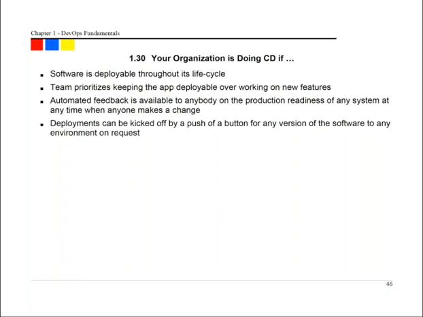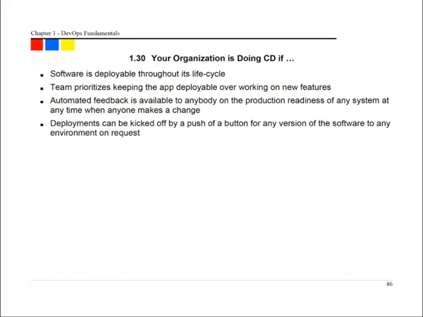And we know some characteristics of organizations that are doing continuous delivery. The software is deployable throughout its life cycle. In other words, I can pretty much deploy the software whenever I want. Now, that doesn't mean that I do. I may have just brought up the software to be able to do hello world, but in principle, I could deploy it. An organization is focused on continuous delivery if the first priority of the team is to be able to make sure it's deployable.